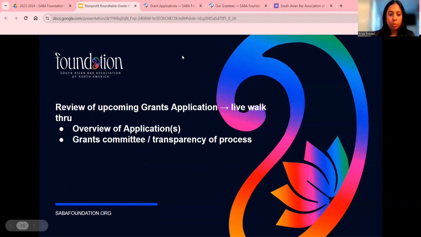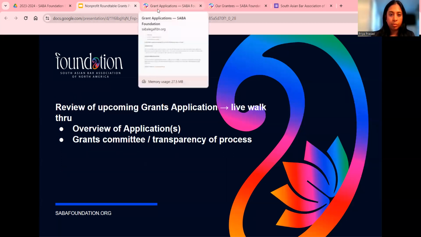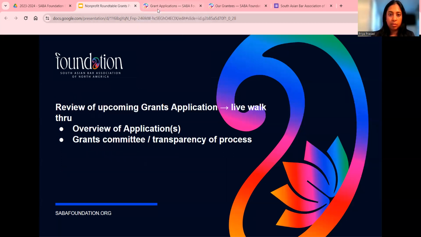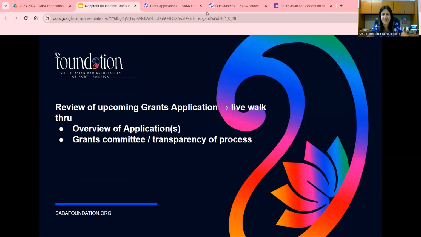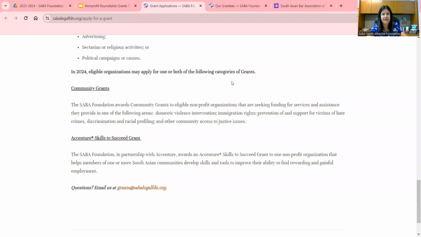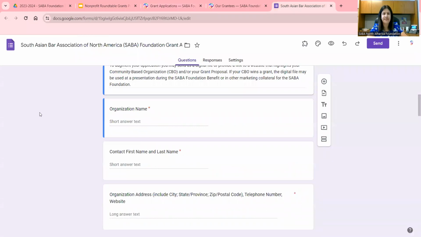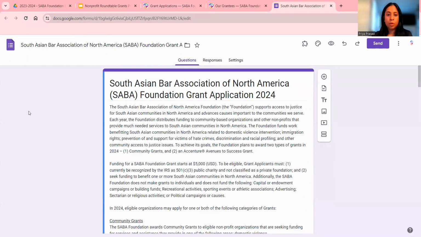Okay, so now we're going to do a live walkthrough of the application itself. One moment. There we go. So for those of you who are familiar with Google Forms, the format of the application will be Google Forms. We found that this is helpful for us because we're able to filter through and review the applications in a very easy process. So it'll look similar to this.